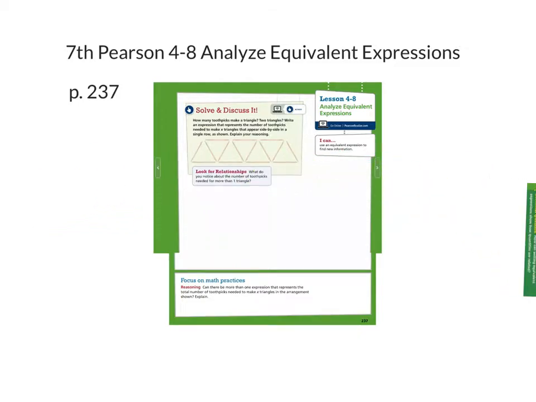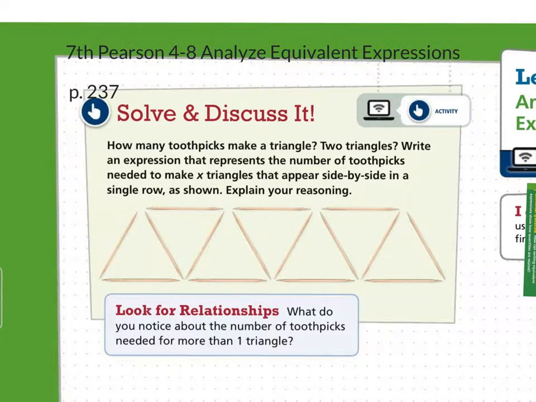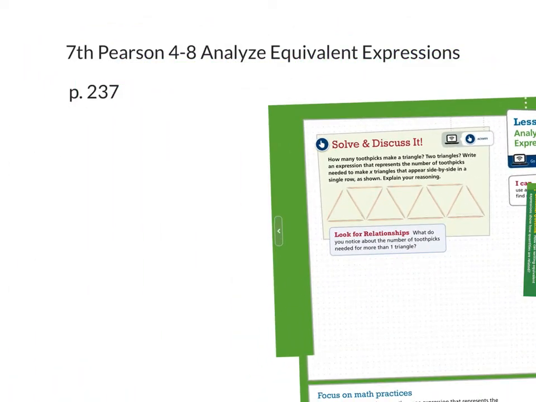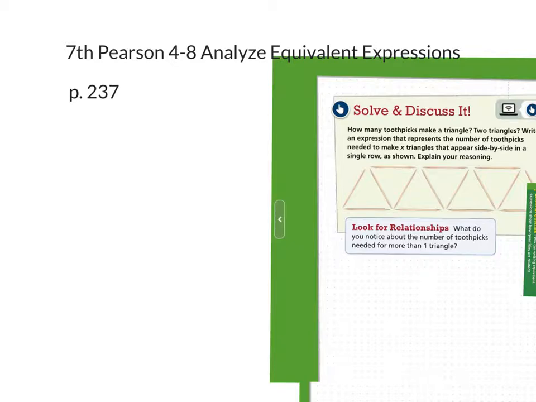So on page 237, if you look at the solve and discuss it, how many toothpicks make a triangle? 2 triangles. Write an expression that represents the number of toothpicks needed to make X triangles that appear side by side in a single row as shown, and explain your reasoning. So we can start off pretty simply with this.